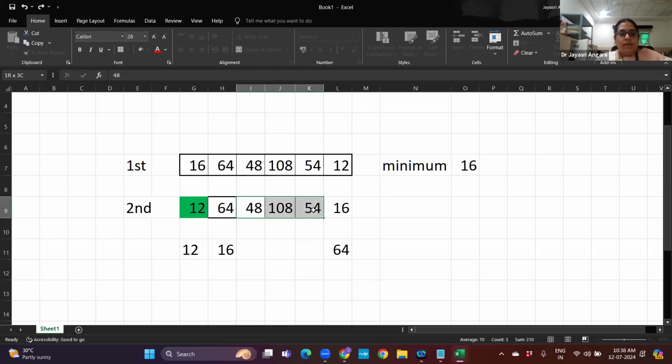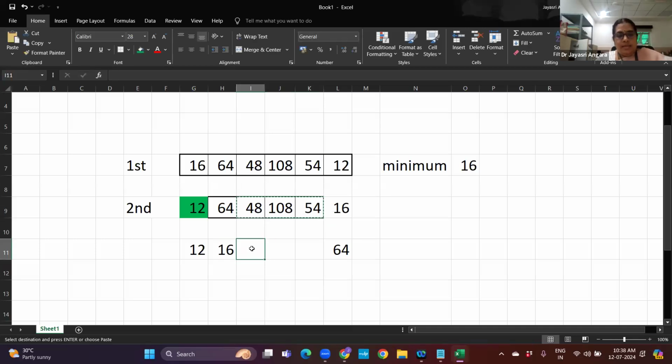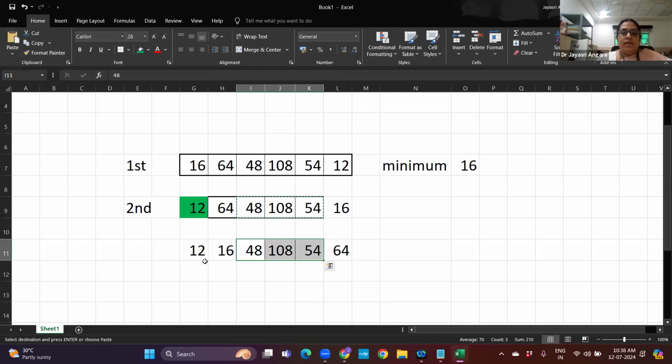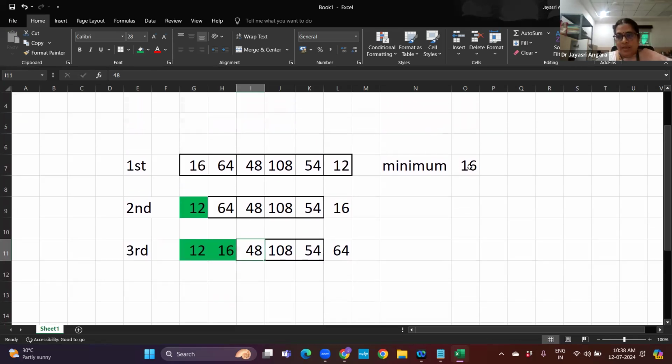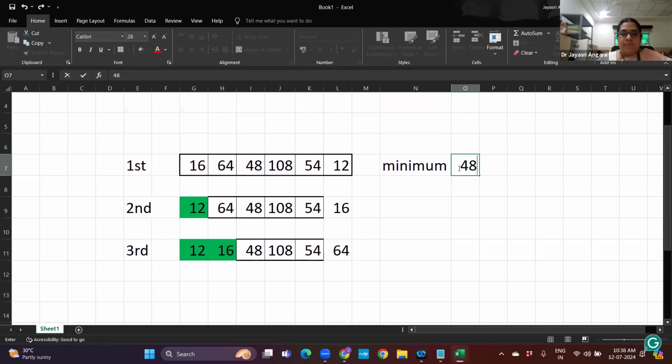Remaining elements are as they are. So this is our third iteration beginning. If you observe, the first two elements are sorted now. Now in the unsorted array, 48 is the first element. So let us consider 48 as the minimum element.